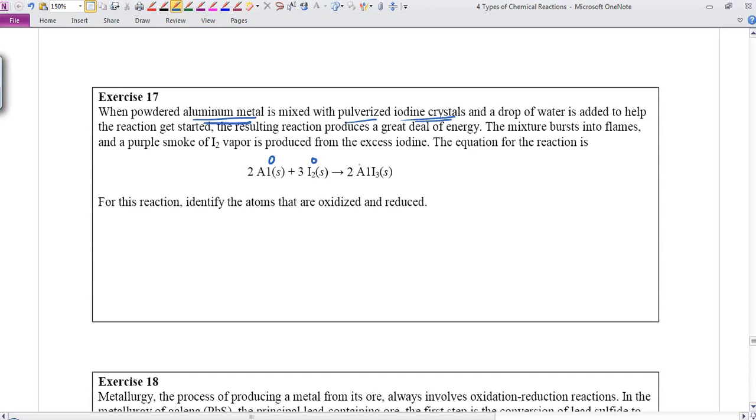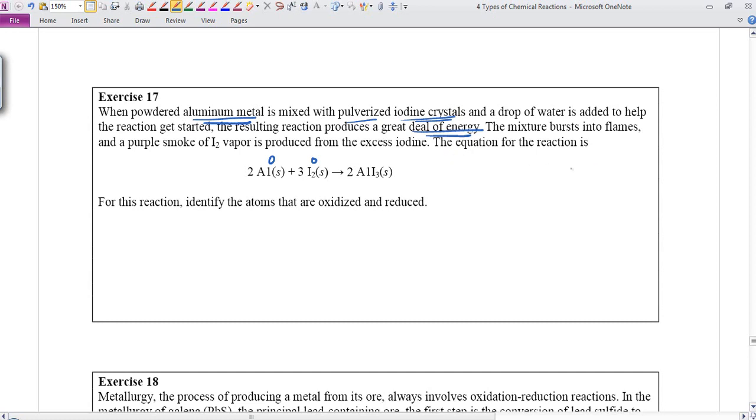A drop of water is added to help this reaction get started. So was the pulverizing, to make greater surface area versus volume ratio on the iodine crystals. The resulting reaction produces a great deal of energy, excitement in your future. The mixture bursts into flames, that would be the exciting part, and a purple smoke of iodine vapor, which is your clue to run for the hills, get that sucker in a fume hood, or get it outside, because if you inhale iodine vapor, it will damage your lungs, so run, is produced from the excess iodine.